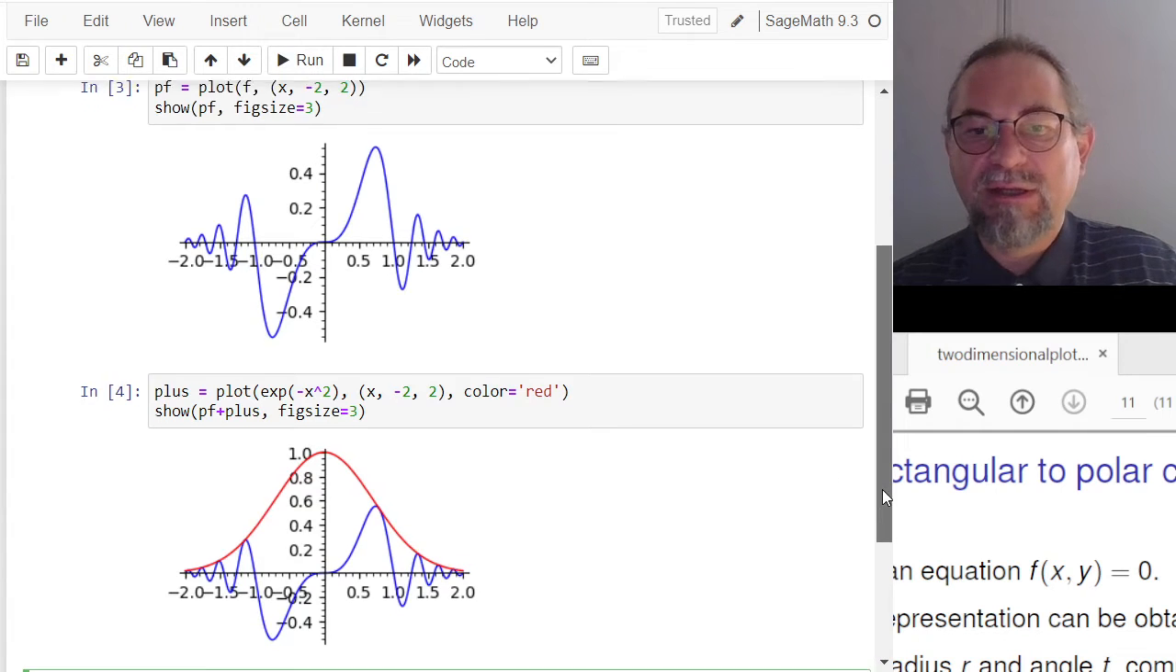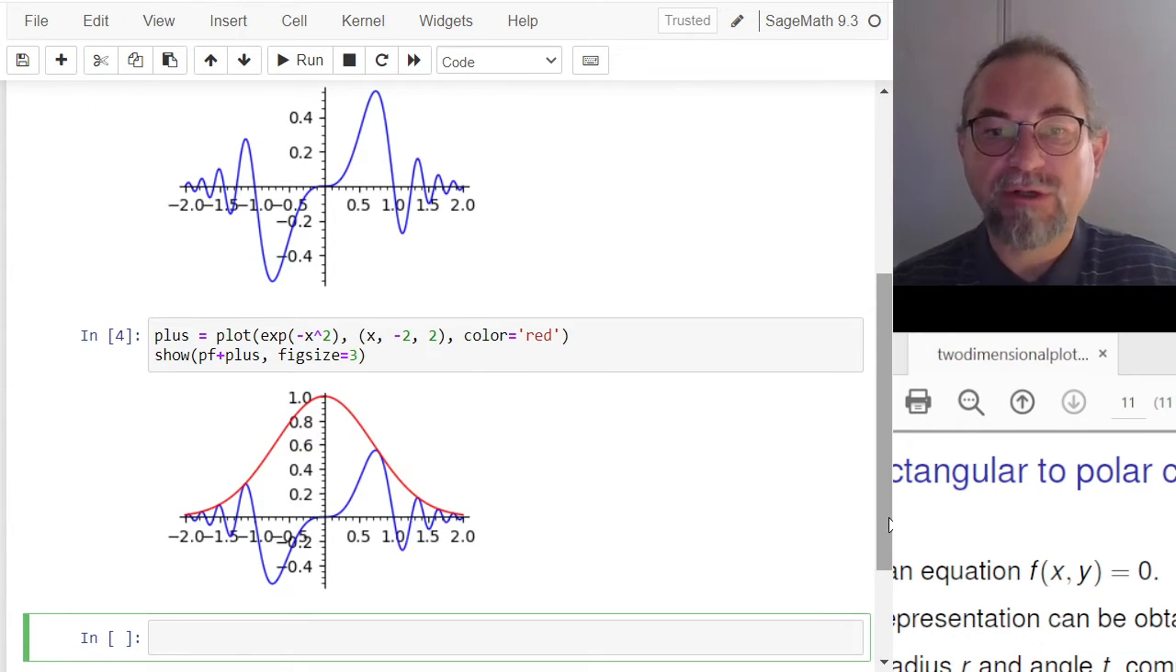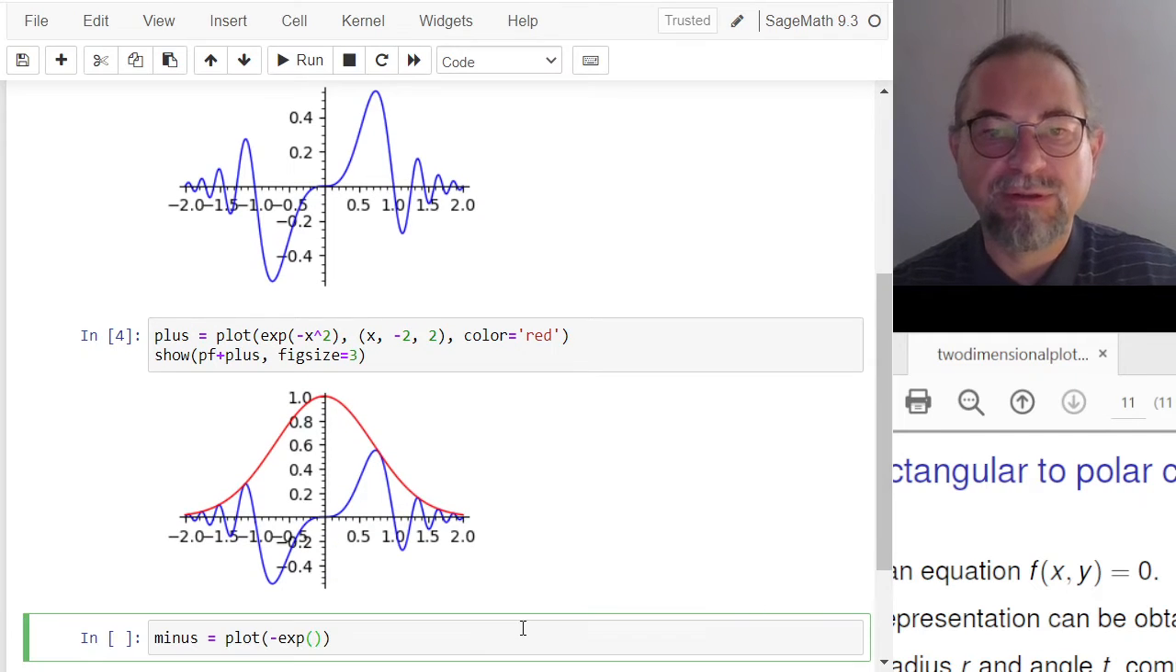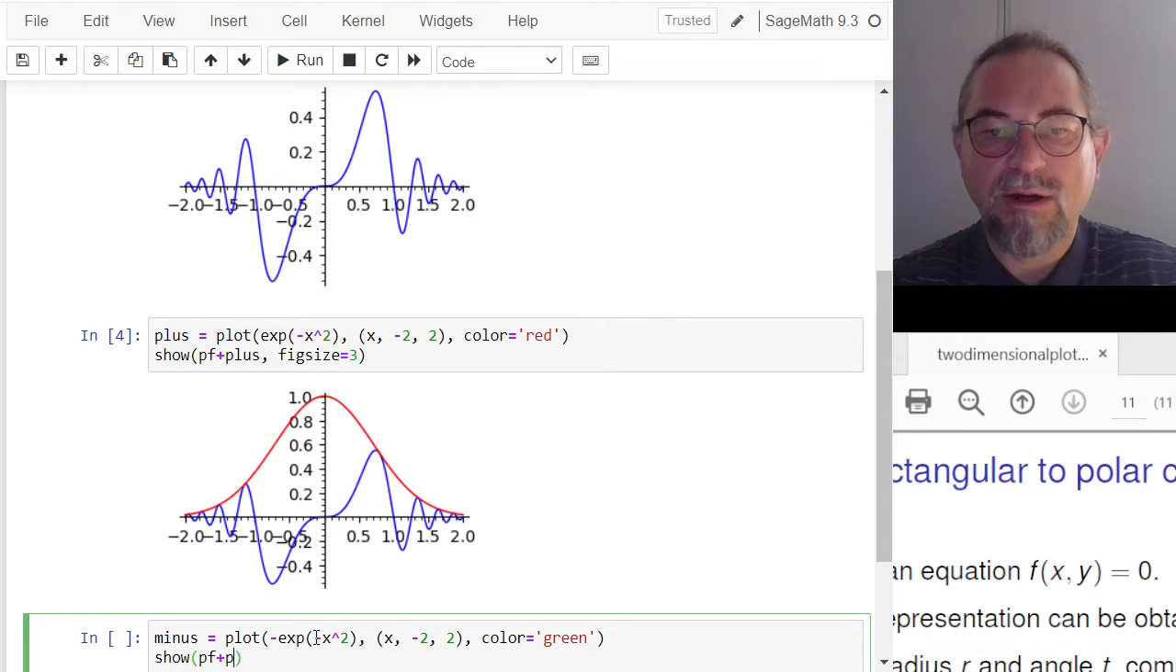So that makes the positive part of the amplitude. To make the plot more symmetric, I will now type in the instructions for the negative part of the amplitude, and let's color this in green. So I have now my complete first plot.